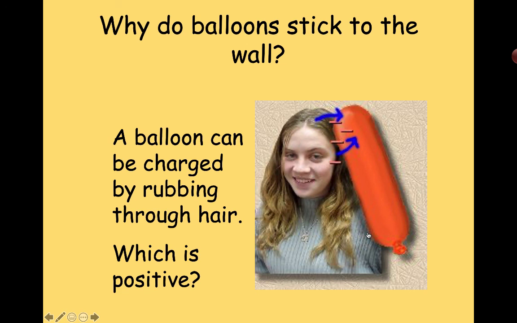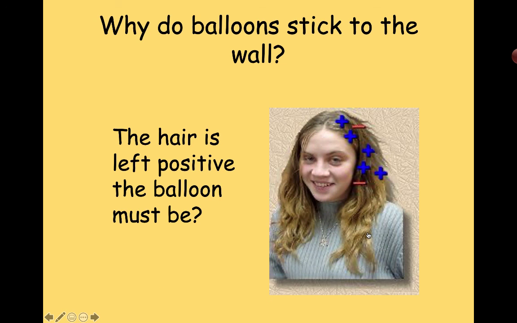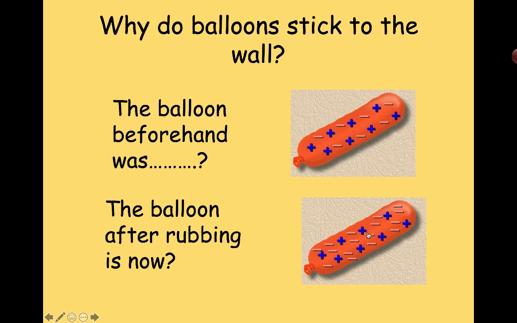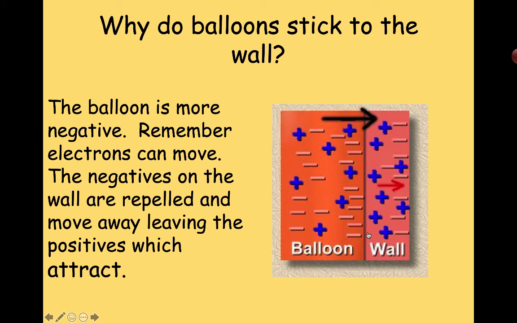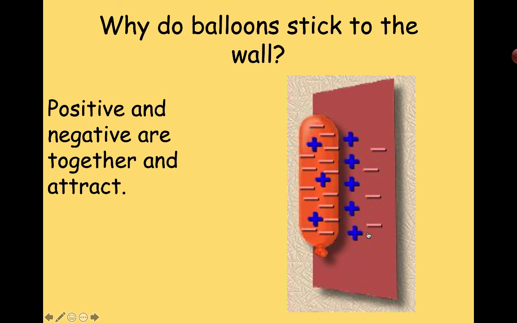A balloon can be charged by rubbing it through the hair, which is positive. Well, electrons are being rubbed off the hair, so I'm guessing, yes, the hair is left positive, therefore the balloon must be, what was it? This is the balloon before, this is the balloon after. So what's happened to the balloon? To me it looks as though it's gained negative charges. The balloon is more negative, I was quite right. Remember, electrons can move, the negatives on the wall are repelled and move away, leaving positives which attract. And so we see in this final slide that the positive and negative are together and the balloon is attracted to the wall.